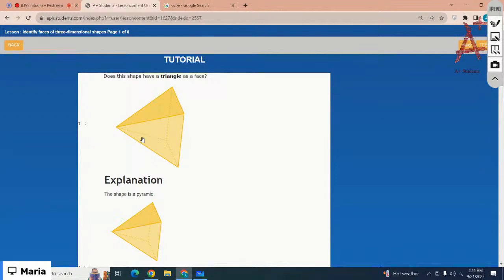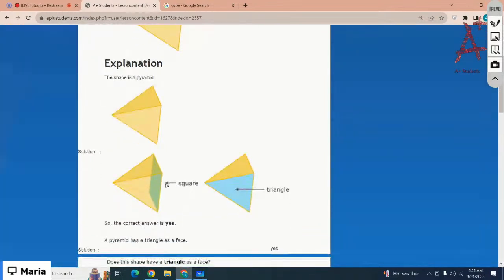Does this shape have a triangle as a face? Just look at this shape very carefully, right? This shape is a pyramid, and it has four faces that look like a triangle. One, two, three, four, including the backside, and the bottom one looks like a square, right? So that is a pyramid, and a pyramid has a triangle as a face.